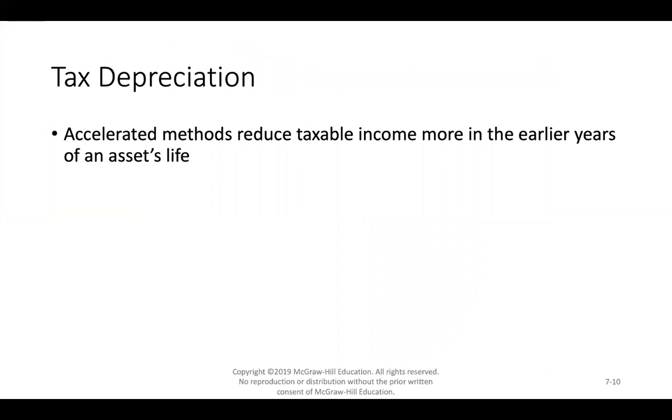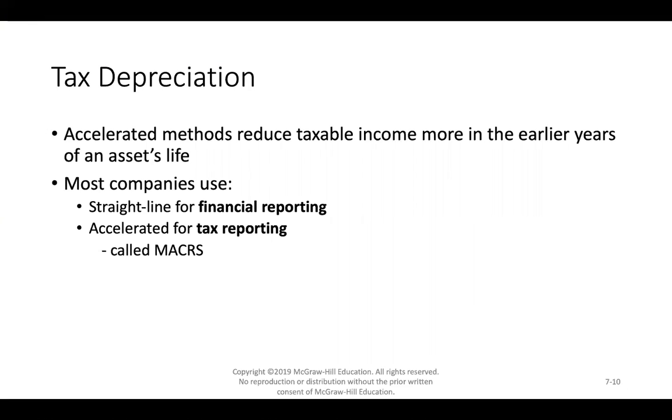Lastly, tax depreciation. Conflicting with the desire to report a higher net income for the financial statements for investors is the desire to reduce taxes by reducing taxable income. As a result, most companies use the straight line method for financial reporting and an accelerated method called MACRS for tax reporting. MACRS combines declining balance methods in earlier years with straight line in later years to allow for a more advantageous tax depreciation deduction. So companies are allowed to take straight line for financial and an accelerated for tax reporting, but they have to keep pretty much two sets of books in doing so.